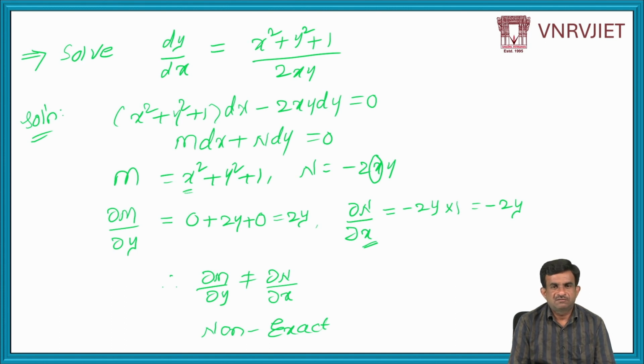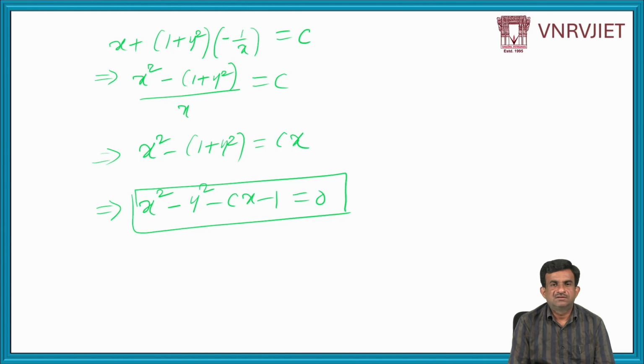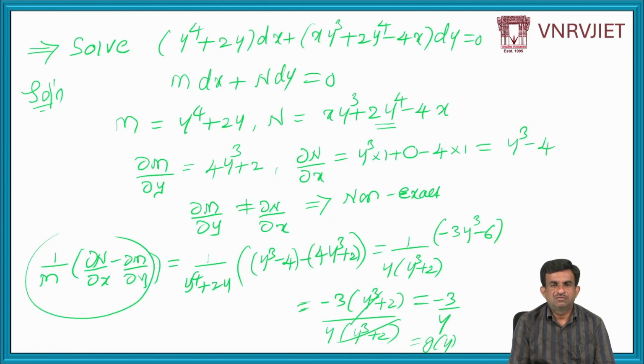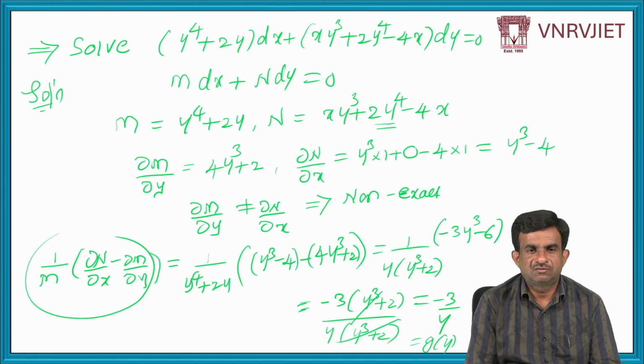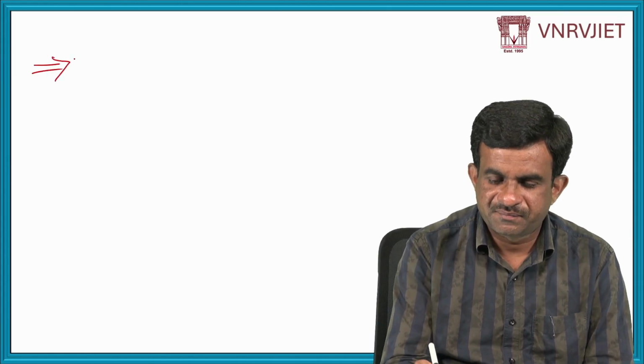This problem we tried using method 3: how to find the solution of the given non-exact differential equation. Then after that, using method 4 also, how to find the solution of the given non-exact differential equation. These are the two problems using method 3 and method 4, and how to find their solutions we have discussed. If you try one or two problems, then you can understand these two methods clearly.